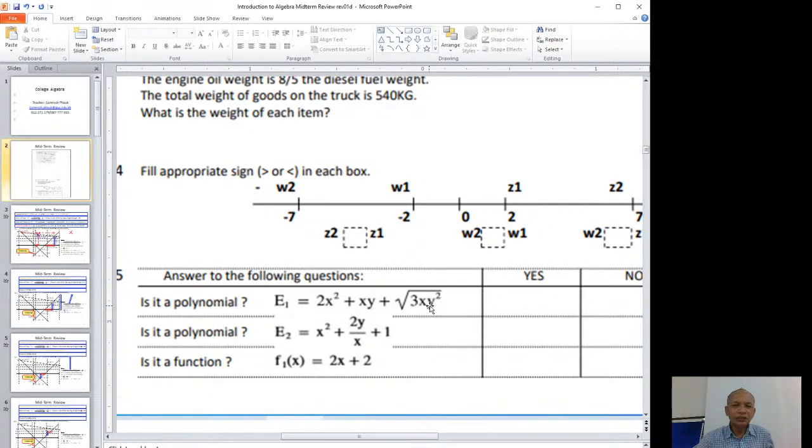We have a monomial with the radical expression square root of 3xy square. So this radical expression means that the term is not a monomial.